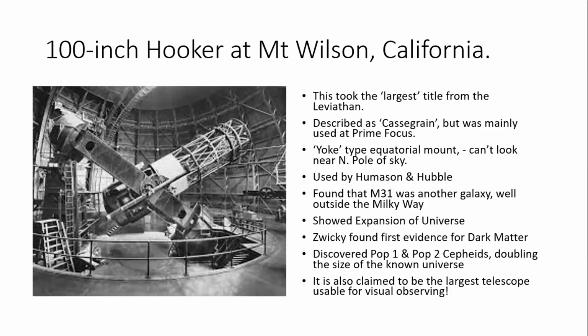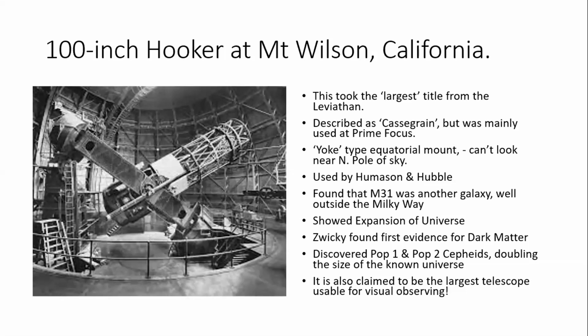And there's an observer's cage in there, which you can hardly see, but it was actually big enough for an observer to get into and be able to put in a photographic plate exposed for anything from 15 minutes to an hour or so, and then change the plate and put in another one. So it was mainly used as prime focus by Humason and Hubble, of course. And they found that M31 was another galaxy outside the Milky Way.